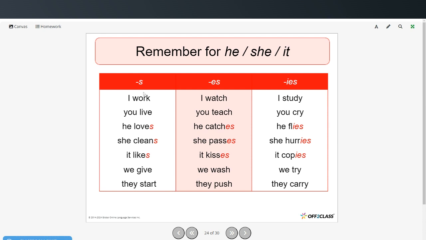So here we have, remember, for he, she, and it, we use either S, ES, or IES. So I work, you live, he loves, she cleans, it likes, we give, they start. For those having certain endings, we add the ES. I watch, you teach, he catches, she passes, it kisses, we wash, they push. And the IES for those verbs that end in Y. I study, you cry, he flies, she hurries, it copies, we try, they carry.